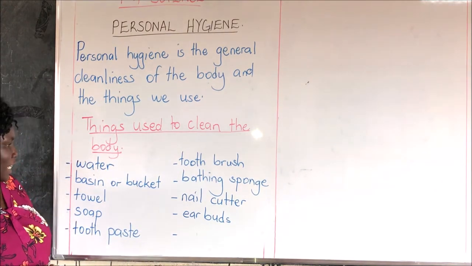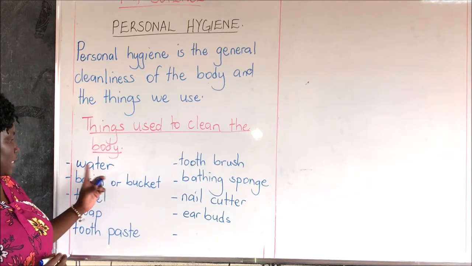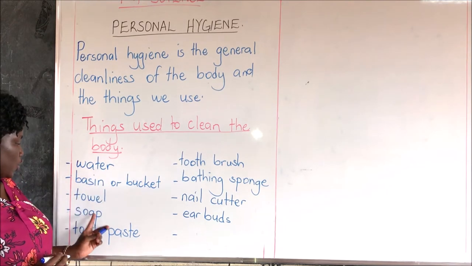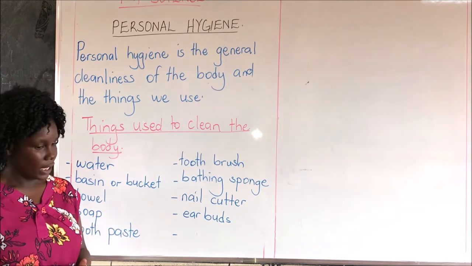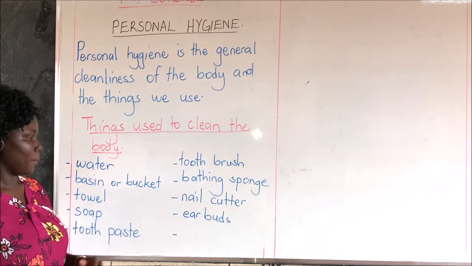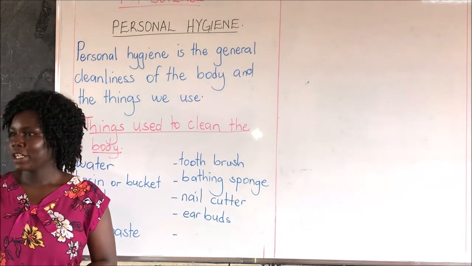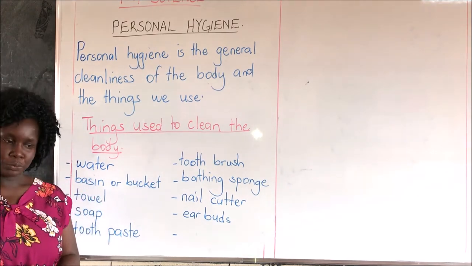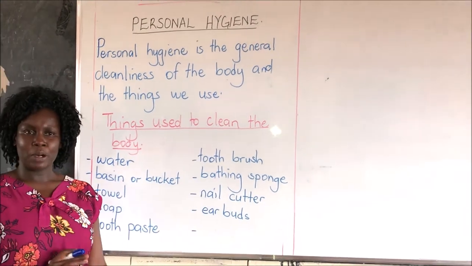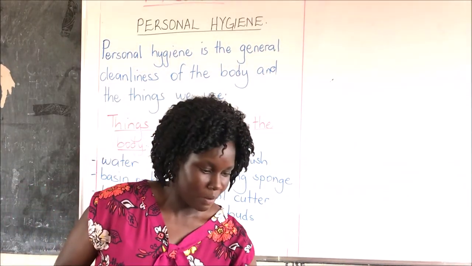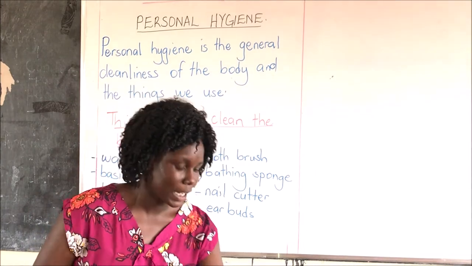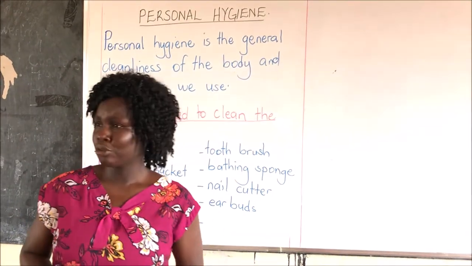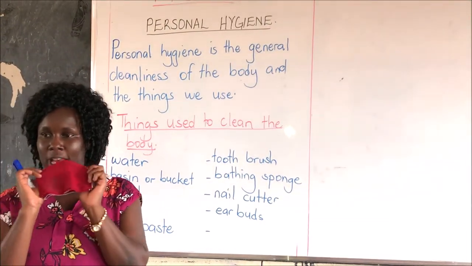Then, still, any other we are leaving out? We have water, basin or bucket, towel, soap, toothpaste, toothbrush, bathing soap, nail cutter, earbuds. Now, when, for example, I'm having flu and cough, would I just cough and open my mouth like that? Now, for me, I'm having here something. How do you call this one? This one is a handkerchief.